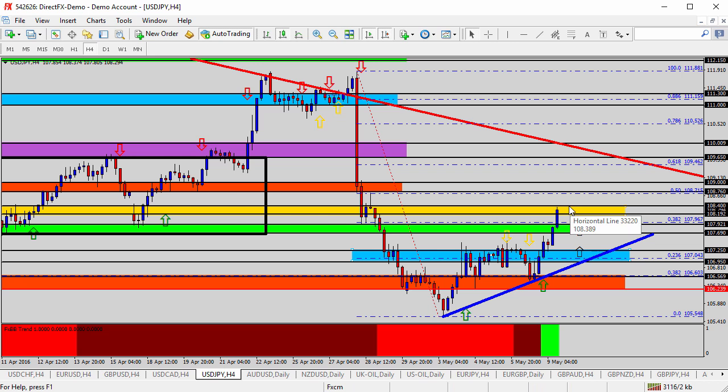So at least right now, not a good opportunity, not a good moment to go long. Wait for a pullback, maybe a break of the 108.40 or so level, but I think a pullback will give us a much better investment price for our trade.